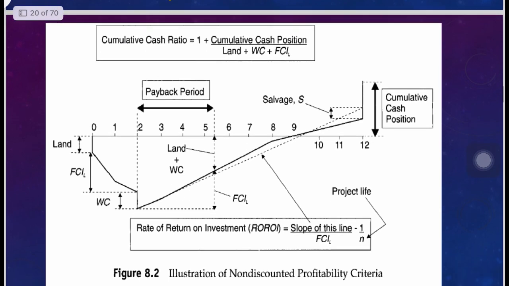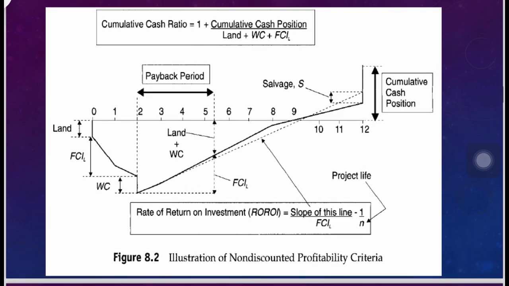So this is the illustration, as you can see. So you have the cumulative cash flow ratio, cash ratio. Okay. So as you can see, the ROI is the slope of the line after the startup. All right.